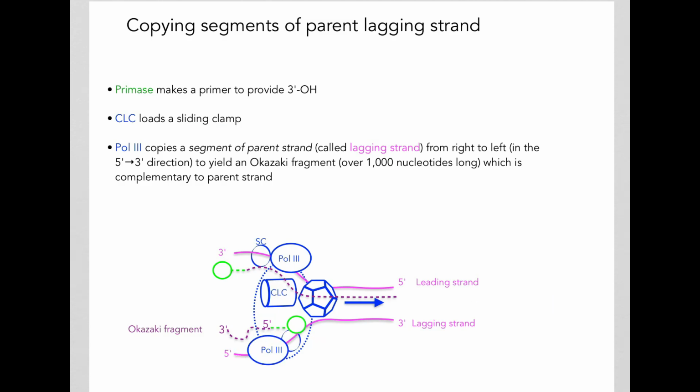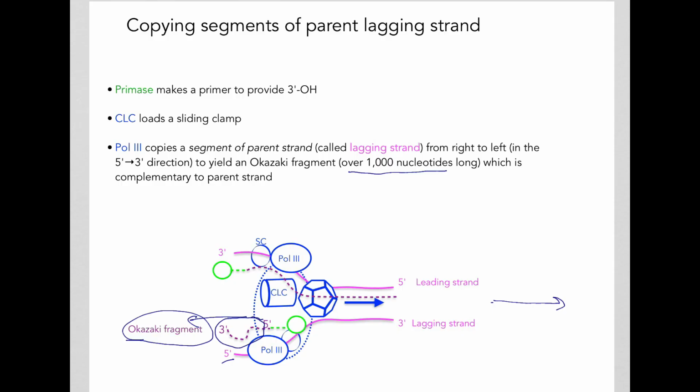So this is what we want: 5' to 3' for the template strand, 5' to 3' for the newly synthesized strand that is complementary or anti-parallel to the template strand. So this is good. Since the replisome is moving in this direction and synthesis is going in the other direction for this strand here, we can only copy this strand in fragments. These fragments are called Okazaki fragments, and they're about more than 1,000 nucleotides long.